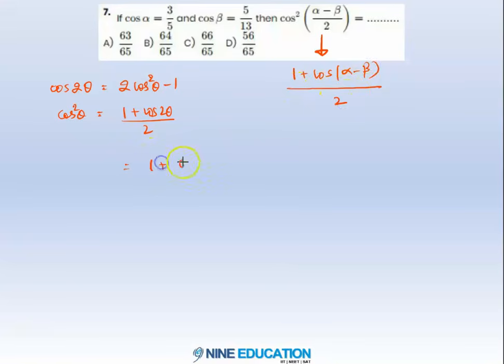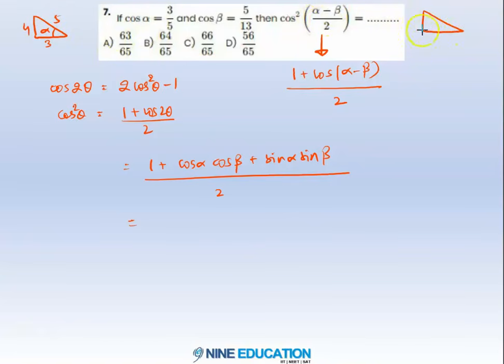So this can be written as 1 plus cos alpha cos beta plus sin alpha sin beta. And very easy question, because now you know cos alpha cos beta values. If I draw a triangle for alpha, this is 3, this is 5, so this is 4. And if I draw another triangle on the right hand side for beta, then cos beta is 5 by 13, so this is 5, this is 13, so this will be 12. So by looking at the triangles, I can say sin alpha value will be 4 by 5, and from here sin beta value will be 12 by 13.